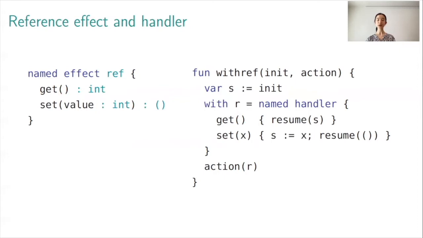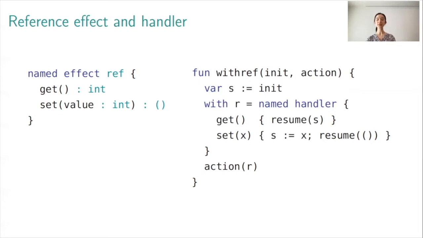Again, we start by declaring a new effect called ref, which has two operations, get and set. For simplicity, we assume reference cells can only hold integer values, but it is easy to implement polymorphic references. After declaring the ref effect, we define the readRef function as the handler of the ref effect. Here we are using Koka's primitive state, which is itself implemented as an effect handler.